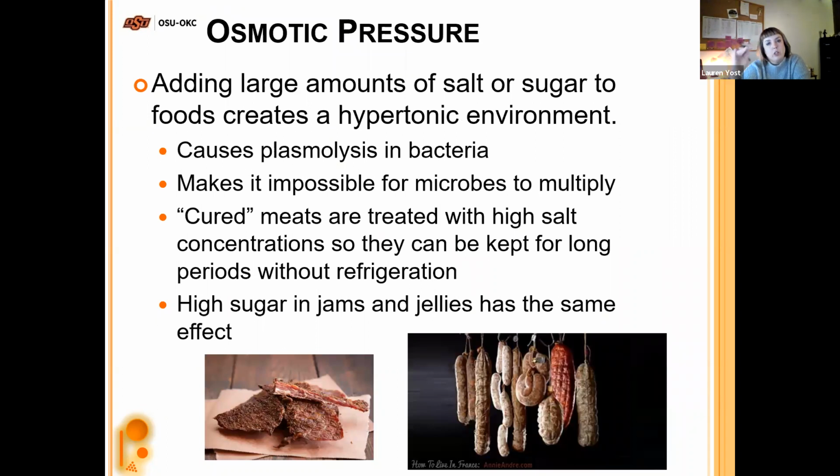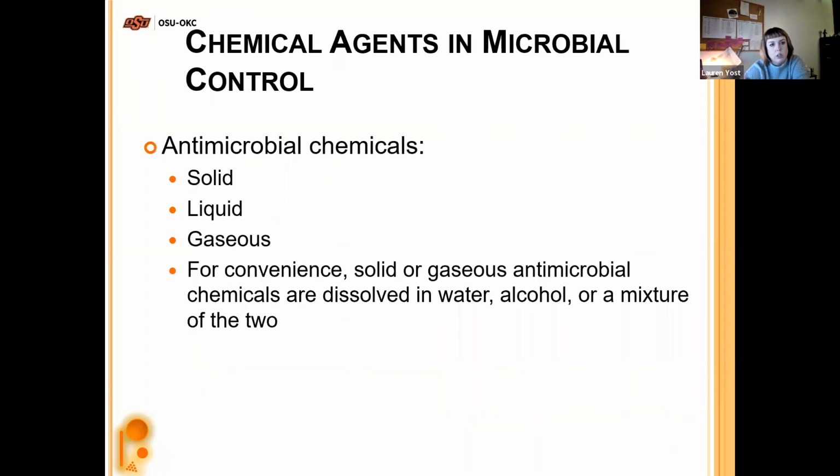Moving on to using salts and sugars, that's creating a hypertonic environment, causing plasmolysis. The sugar or the salt on the outside draws all the moisture out of whatever bacteria could be on there, drying out the bacteria and killing it. That's osmotic pressure. High-sugar jams and jellies work the same way as the salt does.